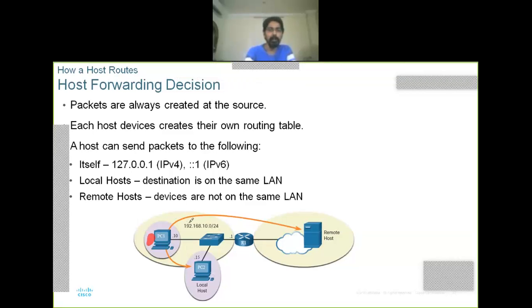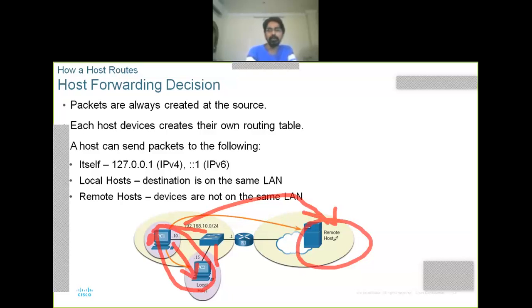For example, this system is connected to this switch, and this system is connected to this switch. We can say that these two systems are on the same LAN. If PC1 sends data to PC2, it is sending data to a local host on the local network. If PC1 is trying to send data to some other network, some other remote host, that destination host is called a remote host. The destination host present in our LAN is called a local host.